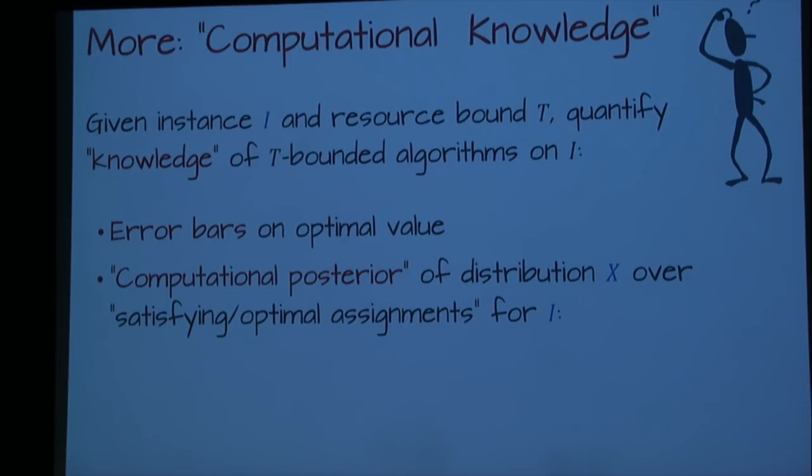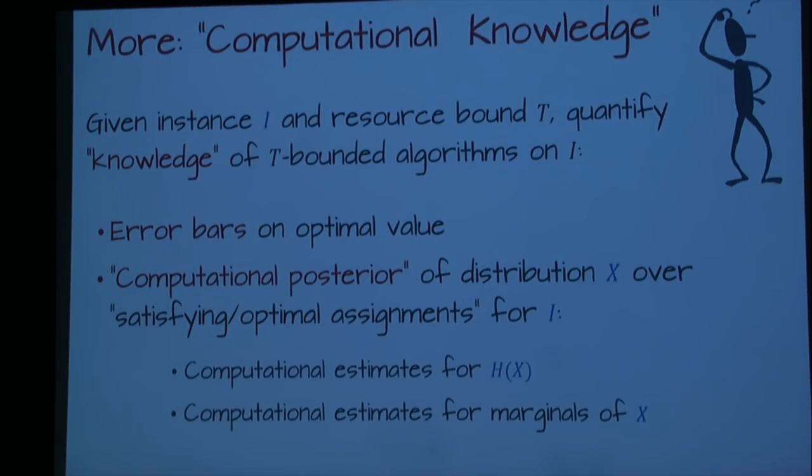So they would like to basically take computational estimates for the entropy of this distribution, computational estimates for all sorts of marginals. Even though they might not be able to sample from this distribution, it might be hard. I would like to quantify how hard it is. So they don't get the correct marginals, but how incorrect are they? They don't get the right entropy, but how bad do they get?